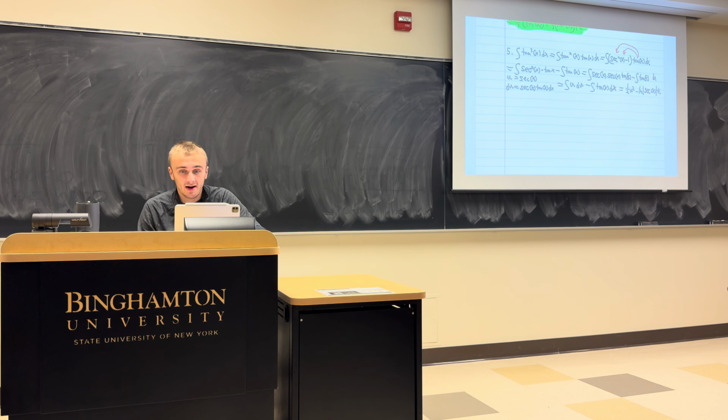Now we just want to plug in our u value, which is secant of x, so that we have 1/2 secant squared of x minus ln absolute value of secant of x plus c. And then that's our final answer for this problem, and that's going to conclude our topic for today.